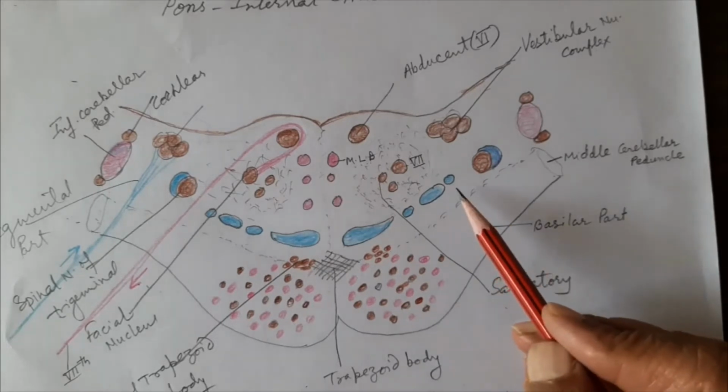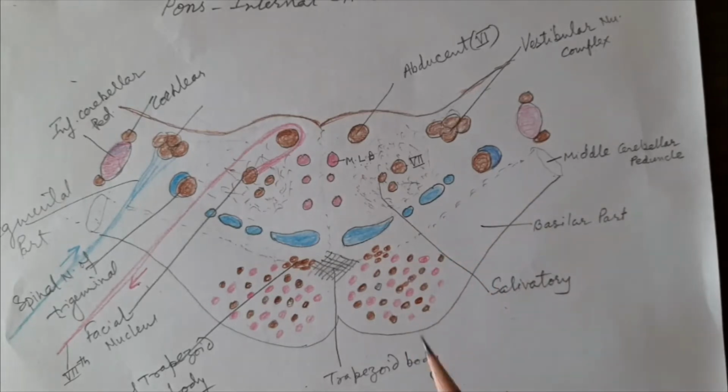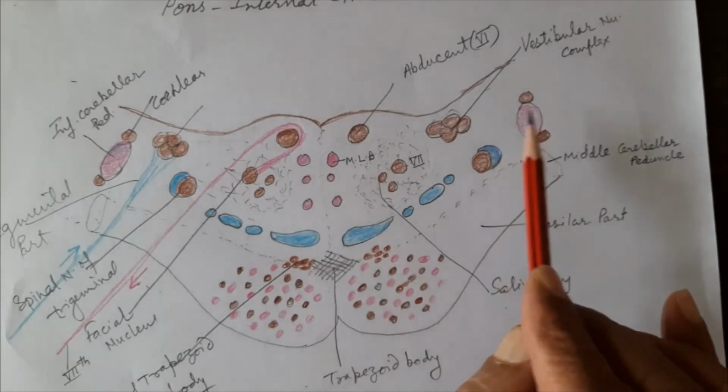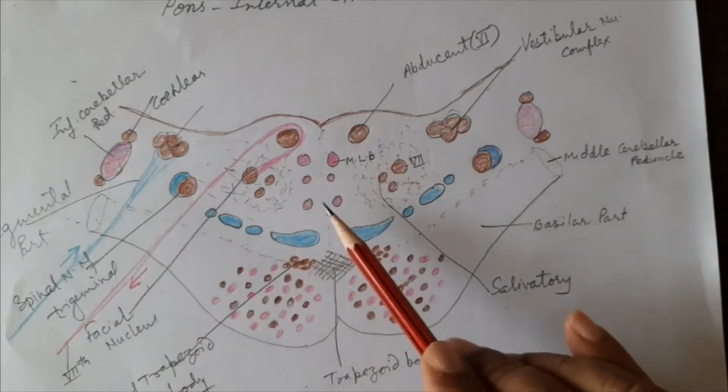Okay, midbrain. This is the lateral lemniscus here. So these fibers will form the lateral lemniscus. So these are the various gray matter in the tegmentum part of the midbrain.